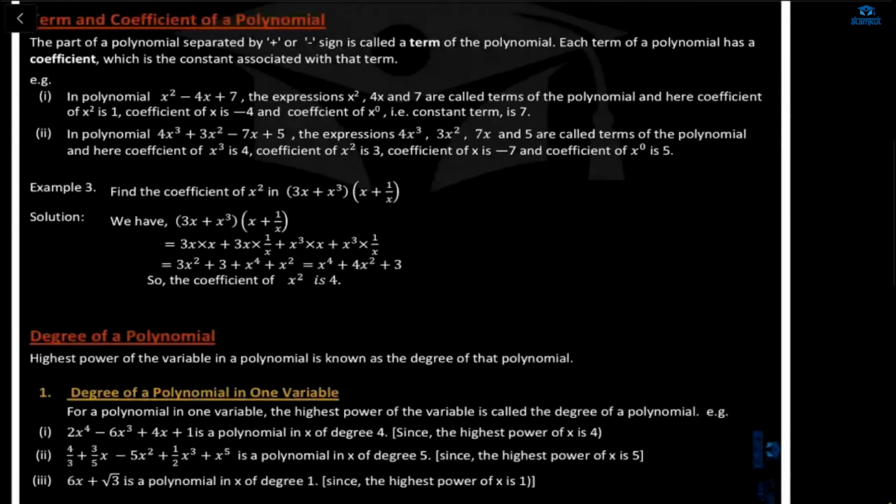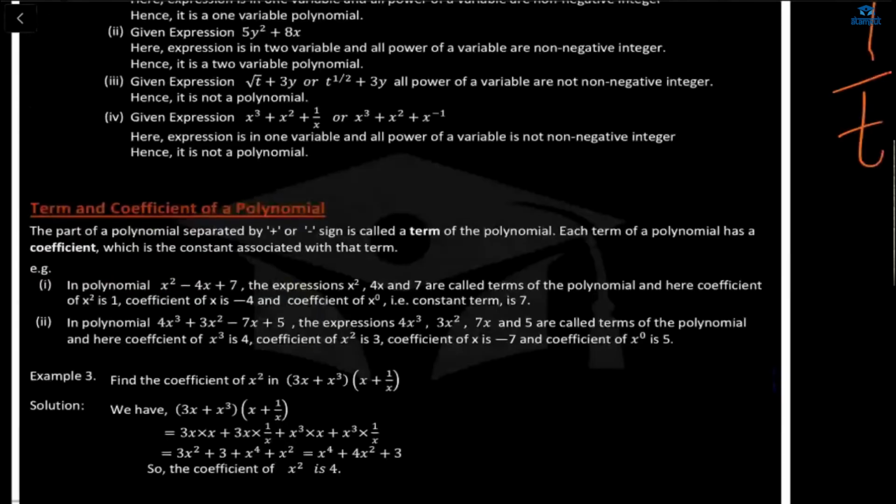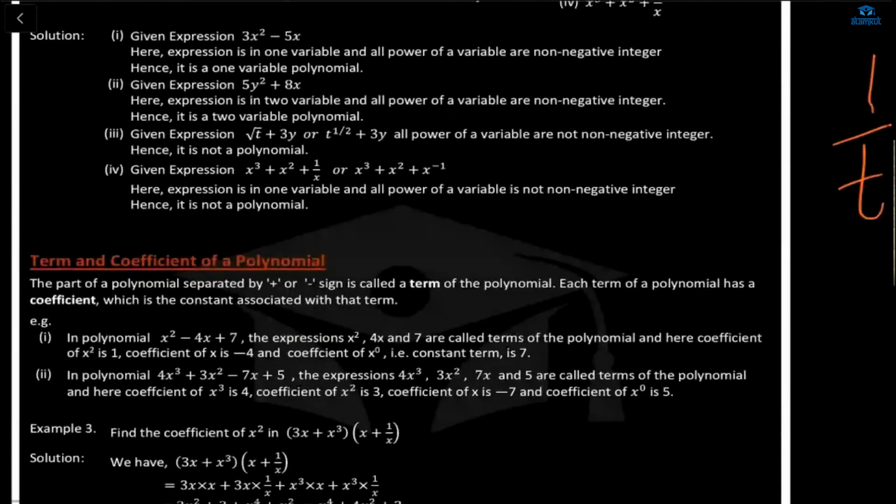Minus 7. Yeah, very good. Okay. So, I think everybody understood. So, let's solve question number 3. Everybody, solve in your notebook. The question is, find the coefficient of x square.